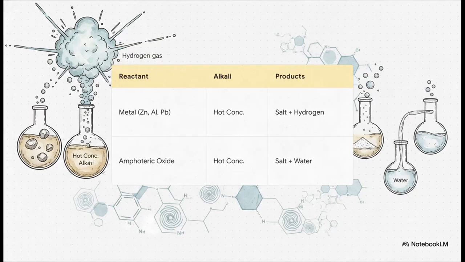When we treat these materials with hot, concentrated alkalis like sodium hydroxide, we see a really fascinating contrast. If you take the raw, pure metal, zinc, aluminum, or lead, and add the alkali, you get a salt, sure, but you also get active bubbling because hydrogen gas is being liberated. However, if you take the amphoteric oxide or hydroxide of those exact same metals, you still get a salt, but the byproduct is just liquid water, no gas.